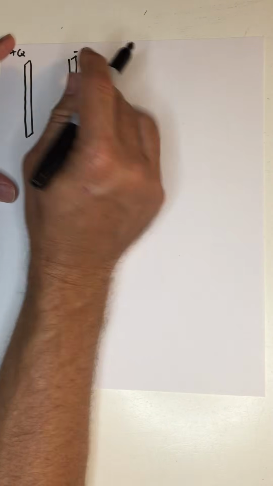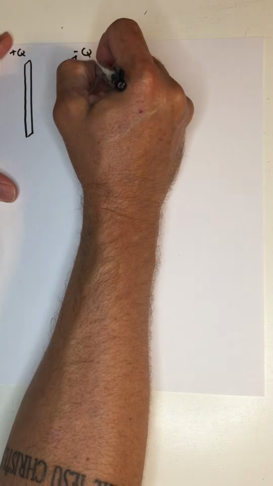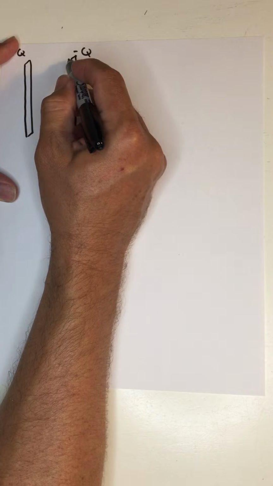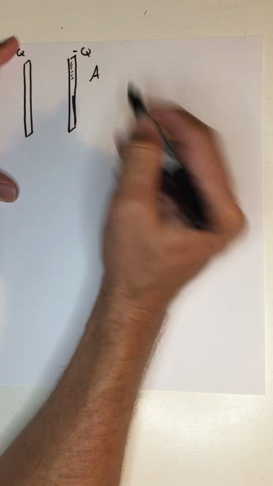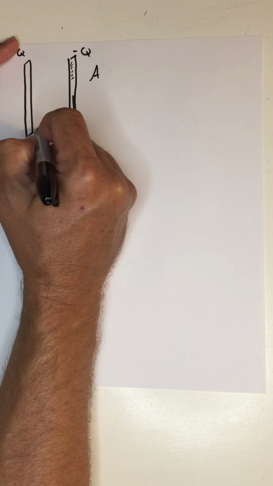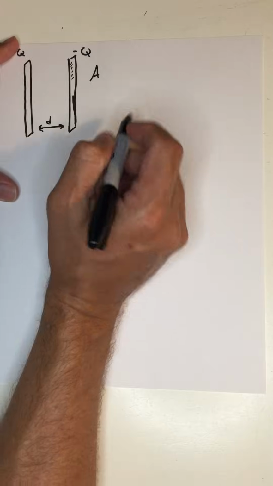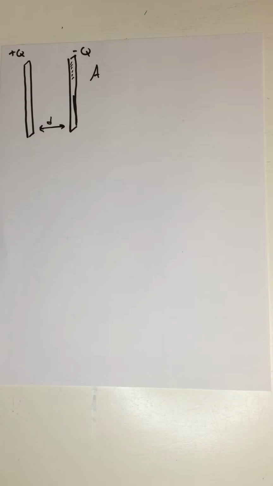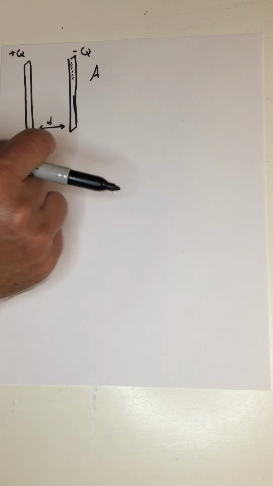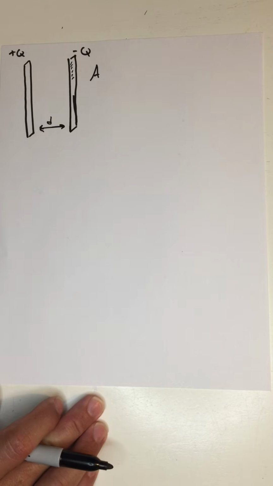Alright, so I have these two parallel plates of a conducting material. They have some area A, right? That's the area of this side, which is tilted at an angle to you. And they have some separation distance D. So what I've been assuming is that D is really small. I'm still going to assume that because I can't draw it really small because it wouldn't make any sense. But usually D is really, really small, the distance between these plates.